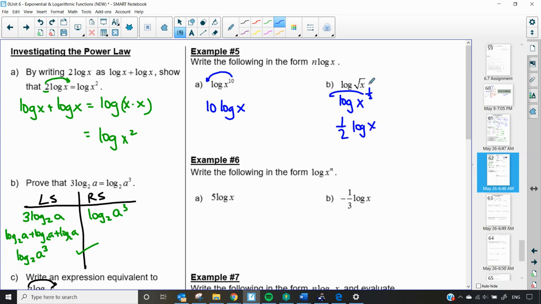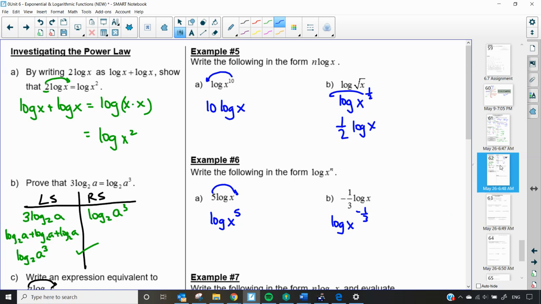Now we can also write these in another form, and that's to go from logarithmic form and bring that coefficient forward to become an exponent. So we can have log x to the 5th. We can have log x to the negative 1/3.